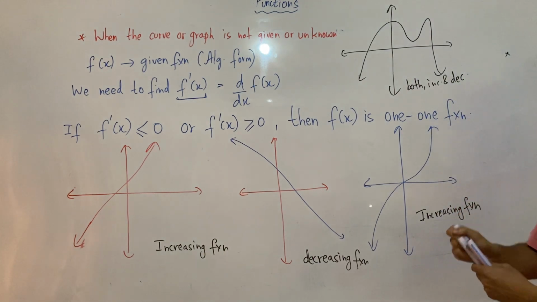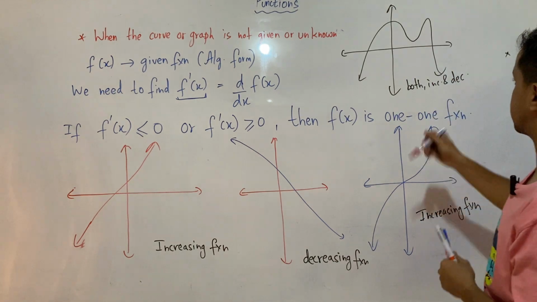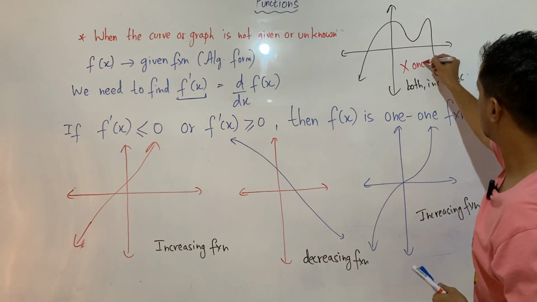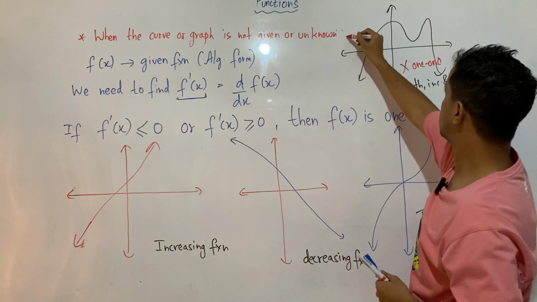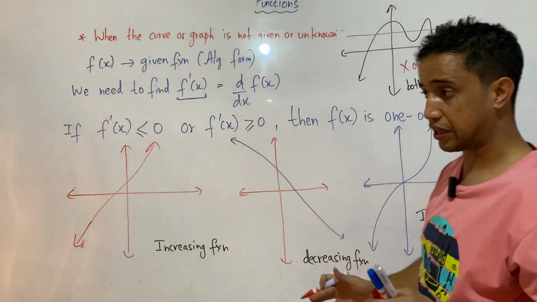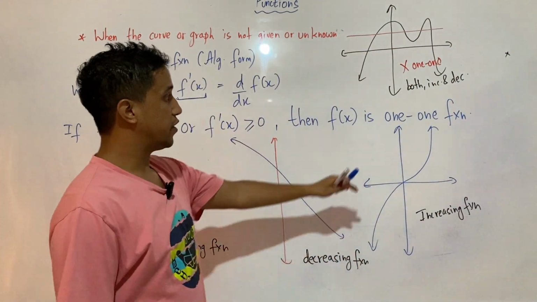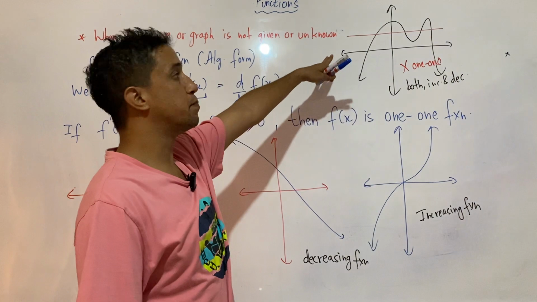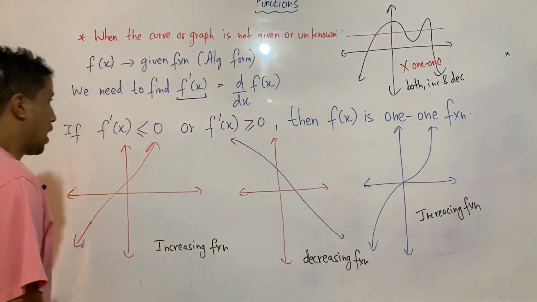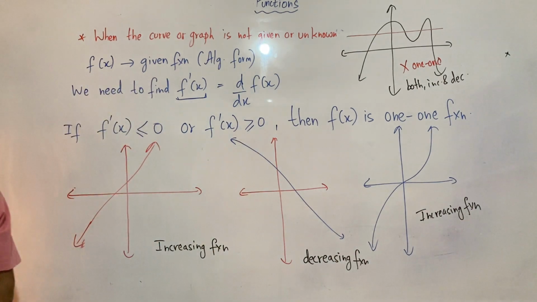Now clearly this is not 1 1. Why? Because when you draw a horizontal line, it is going to cut the curve more than once. So therefore this is not 1 1, this is many 1. Now come here, increasing functions.